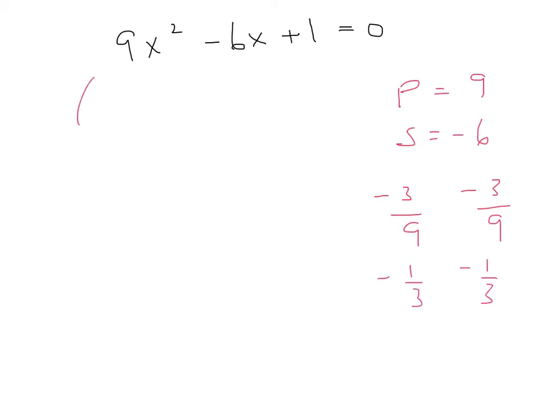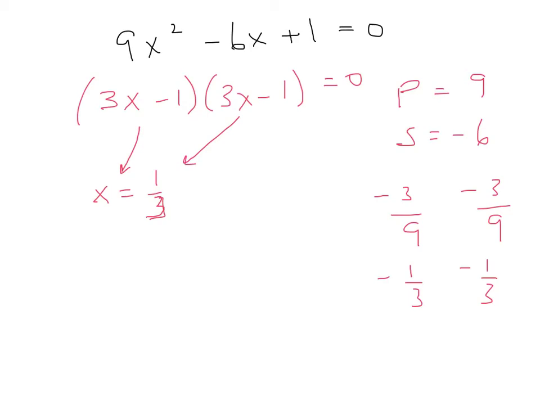So if I write that in brackets, that becomes 3x minus 1 and 3x minus 1 equals 0. So far here, I've factored. I want to now solve. So the next step is to say what x is equal to here. So x is equal to a third from this bracket. It's also equal to a third in the other bracket. So they're both equal to a third.